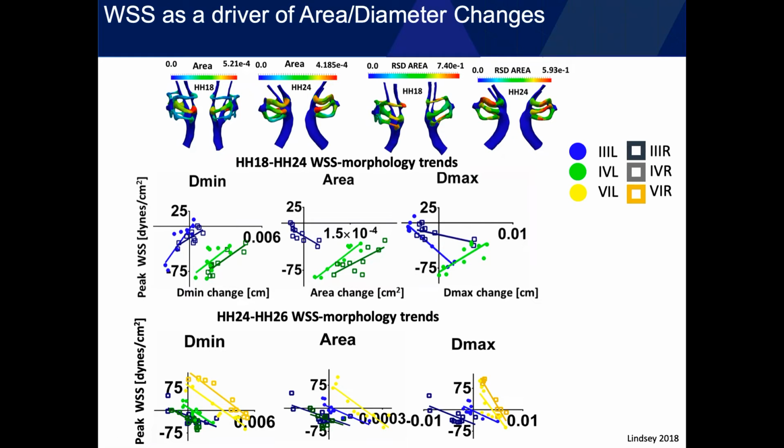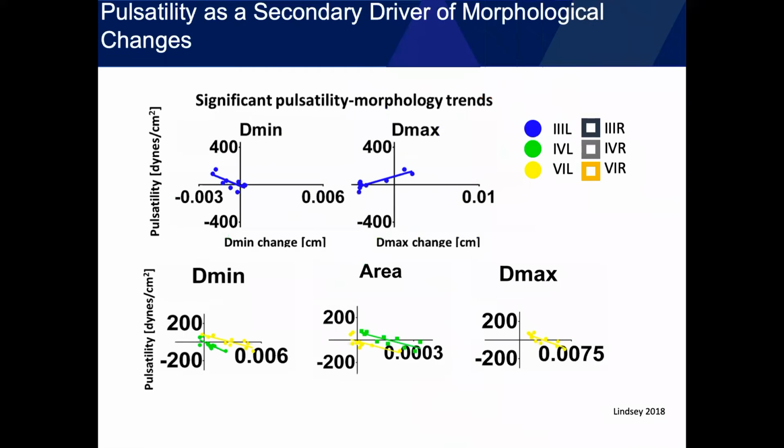And we found statistically significant trends in 14 cases, showing that wall shear stress is a significant driver of the changes taking place. And then we did the same thing for pulsatility, so max and min pressure over a cardiac cycle, and we found 7 cases of significant changes. So this was a secondary driver to wall shear stress.